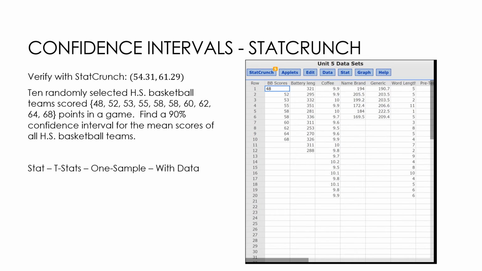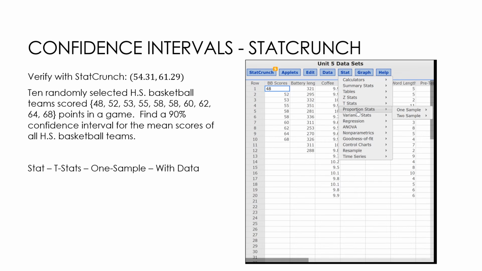Now, just like before, it'd be really great if I could let Statcrunch do all of the work just to verify my work. And remember, you'll be asked to do this anyway when you take an assessment. So to verify with Statcrunch, and notice I've just copied the interval that I found by hand, what I'm going to do is go to Stat. And remember, last week we did this with proportion stats. This week we're going to T-stats.